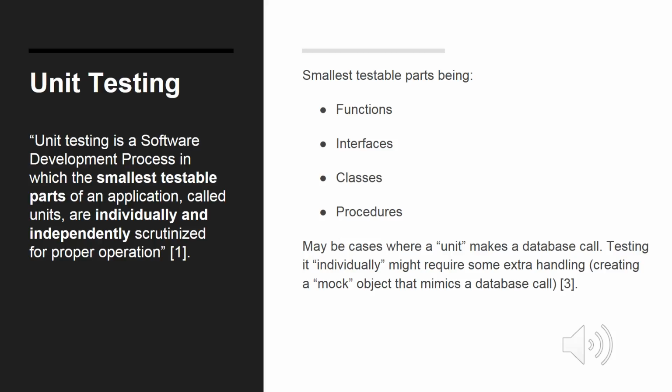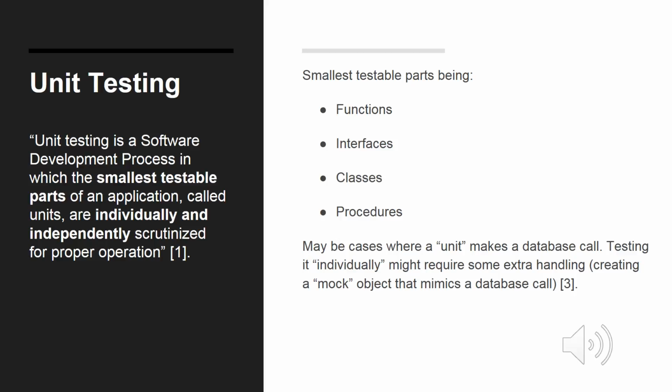Unit testing is a process in which the smallest testable parts of an application, called units, are individually and independently scrutinized to ensure that the code operates as it is intended to. There are two key phrases in that definition that one should be aware of. The first is that unit testing is done on the smallest testable parts. Now, what does that mean exactly?